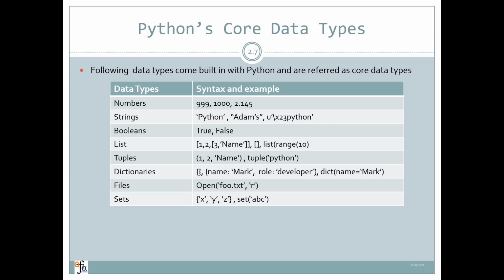Python offers some core data types which come built in with Python and are ready for your use. These data types are numbers, which represent all numeric information; strings, which represent all textual or alphanumeric information; and booleans, which decide on true and false information. Then there are lists, tuples, dictionaries, files, and sets. All other types we will explore in detail in coming sessions.